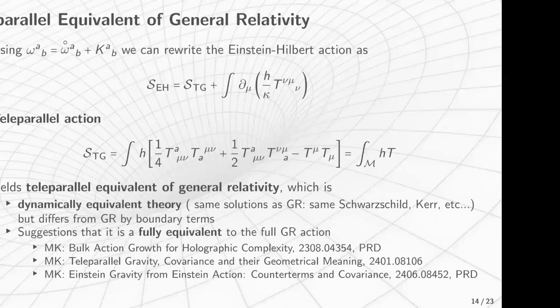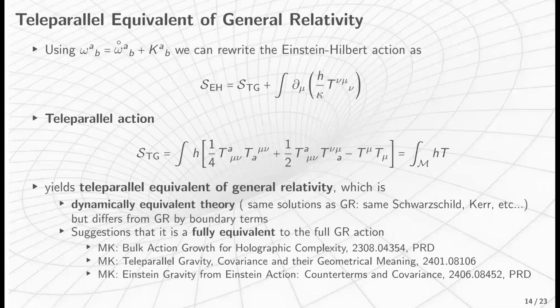But that's actually not important for us at the moment. What is important for us at the moment is that this teleparallel action is quadratic in torsion. So if you consider this torsion to be your field strength, it's actually quadratic in field strength, and that looks like Yang-Mills theory.